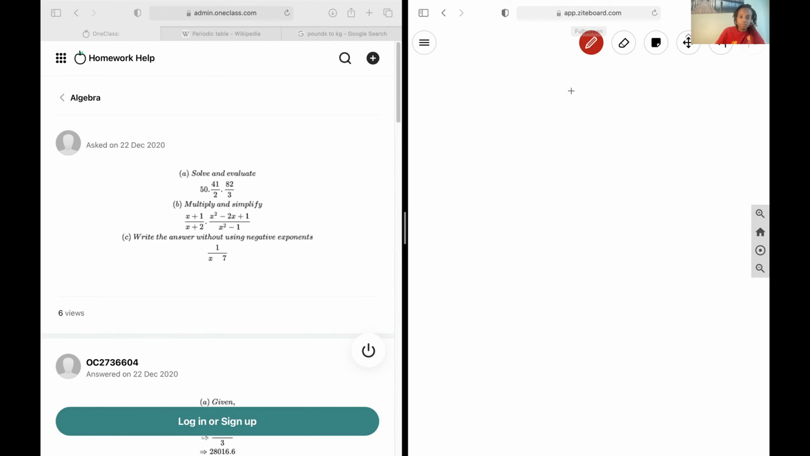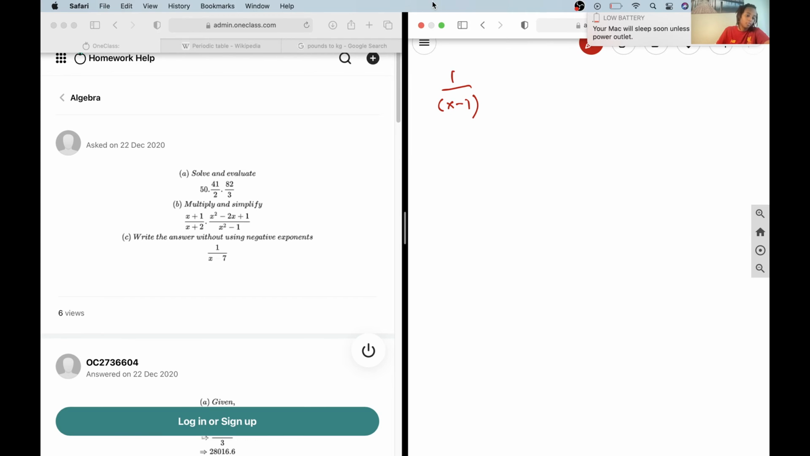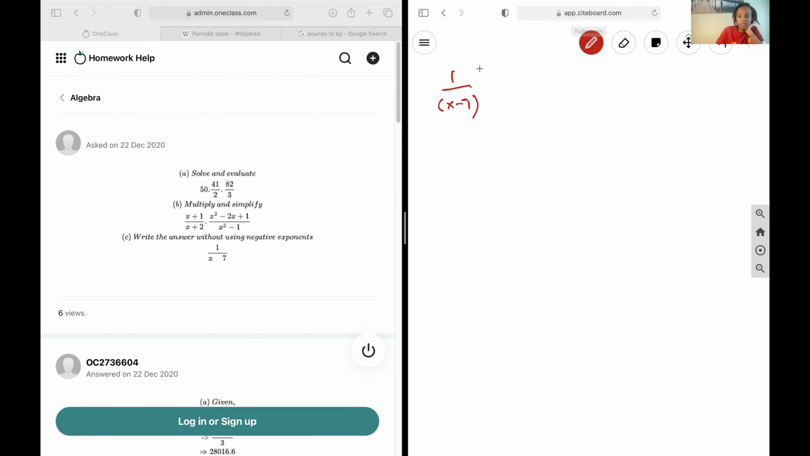Now let's do our last one. We would like to write the answer without using negative exponents. So we have 1 over x minus 7. And so what we're going to do is that we're going to multiply both the numerator and the denominator by 1. And we're going to set 1 as x minus 7 over x minus 7. And so what this means is that we'll get x minus 7 all over x minus 7 squared.